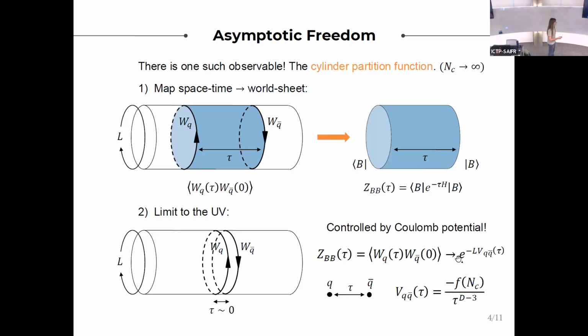This correlator now goes as e to the minus L times the potential between the quark and anti-quark. So what is this potential? It's just exchange of a gluon, and that gives a Coulomb-like potential. It could be this plus perturbative corrections to this.